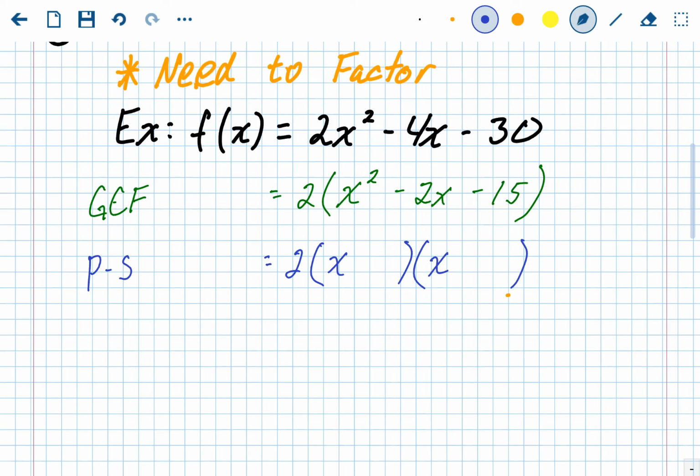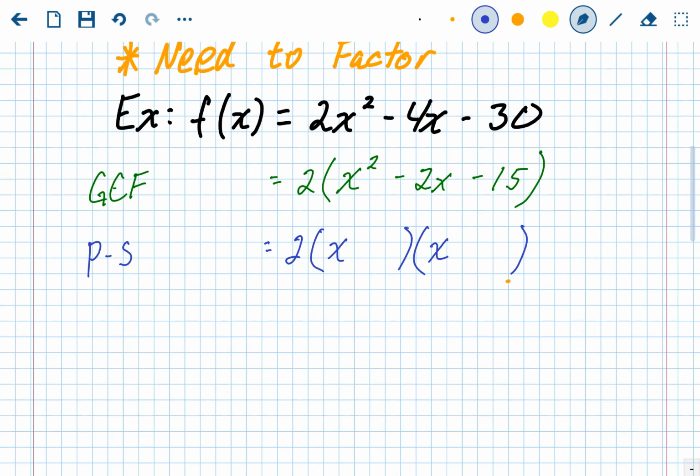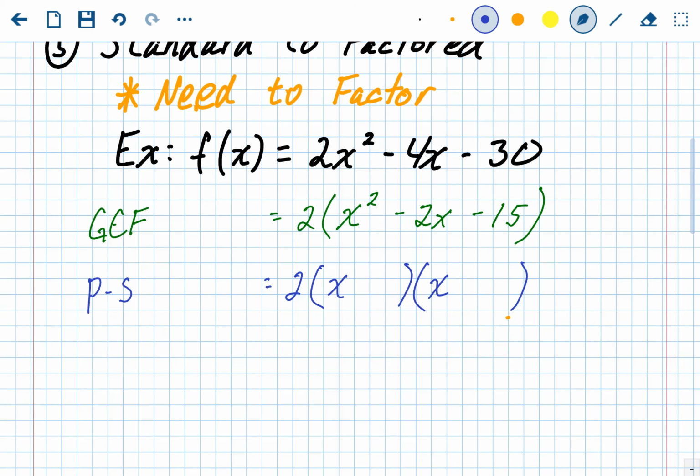Okay. So if you just run through the factors of 15, you got 1 and 15, and you got 3 and 5. Okay. 3 and 5 are two numbers apart. Since the middle number is negative, that means the bigger number has to be negative. So it's going to be minus 5 and positive 3. Negative 5 plus 3 is negative 2. Negative 5 times 3 is negative 15. That works. That's factored. So we're in factored form.